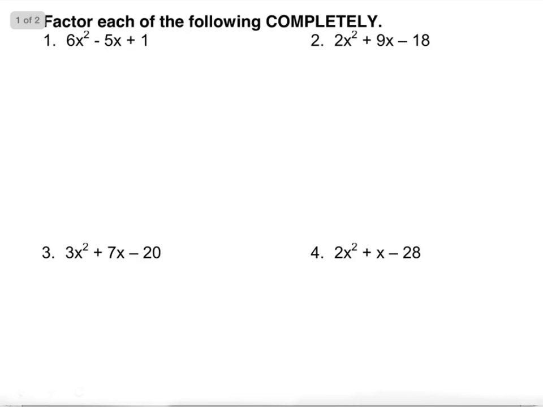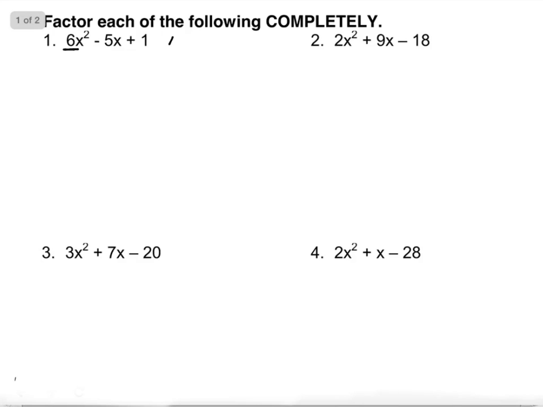Alright, in this next lesson, as we go forward, we're going to factor each of the following completely. And you notice in this one, you still factor out a greatest common factor if you can, but we have a number in front of the x squared right here that we didn't have in 5-1. So there's a little different process, and it's called grouping. And the steps are these.